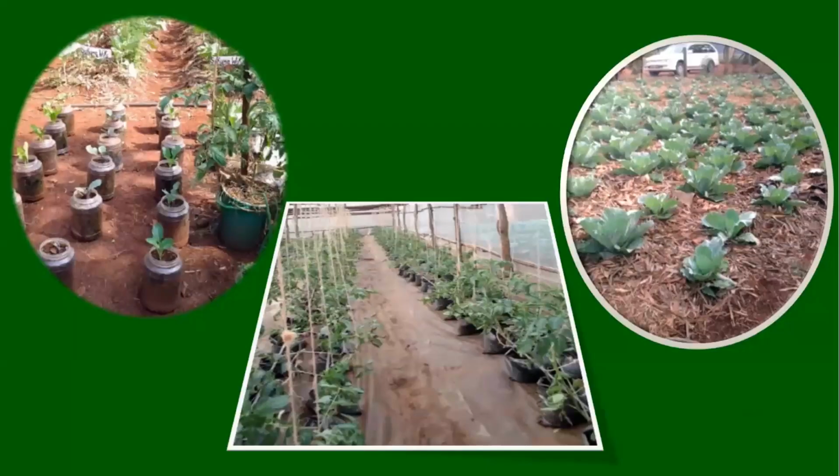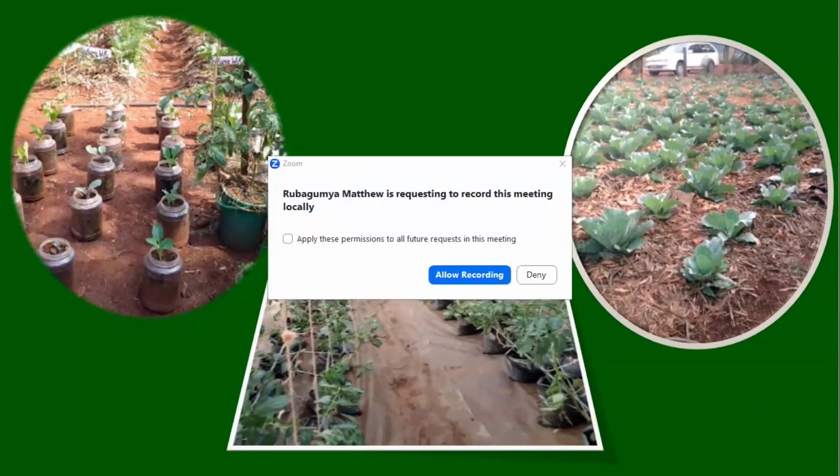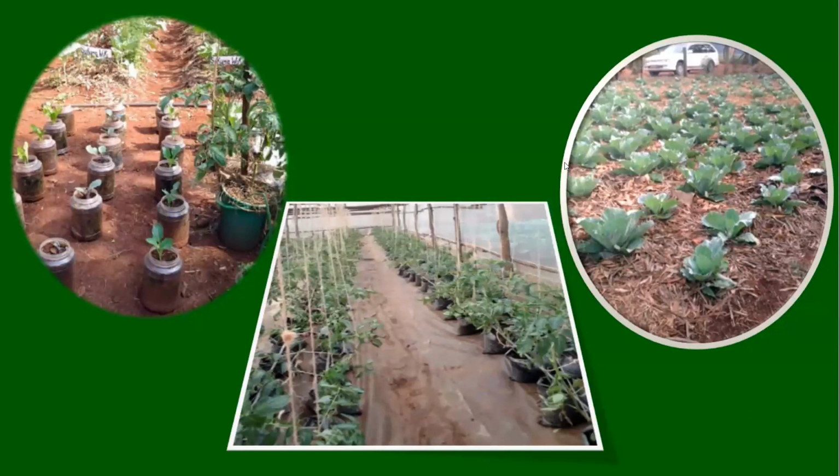On my first screen, I'm sharing just a few photos of a simple garden. We have a greenhouse and a simple garden with a few crops. My assumption is that everyone on the call can be in a position to set up a simple garden at home where you can have these vegetables.